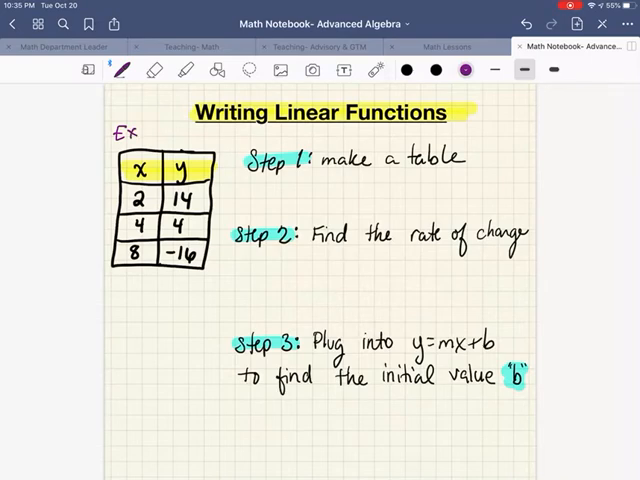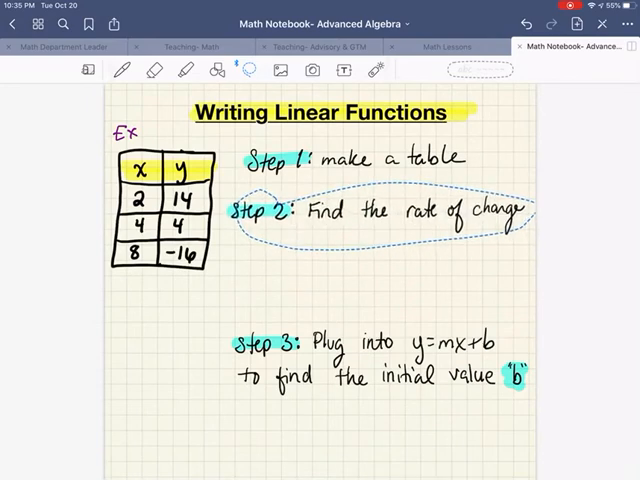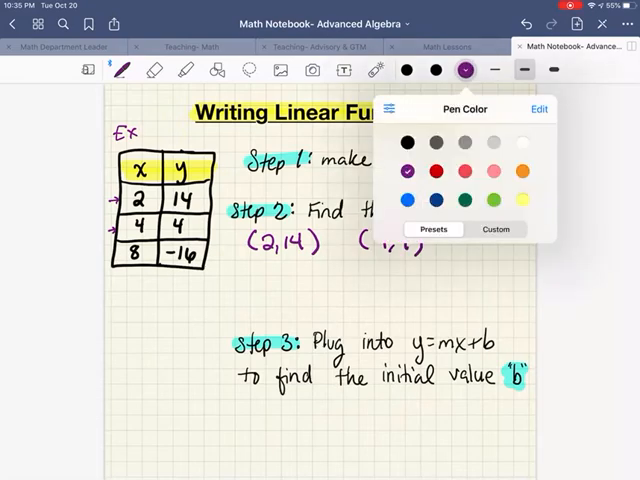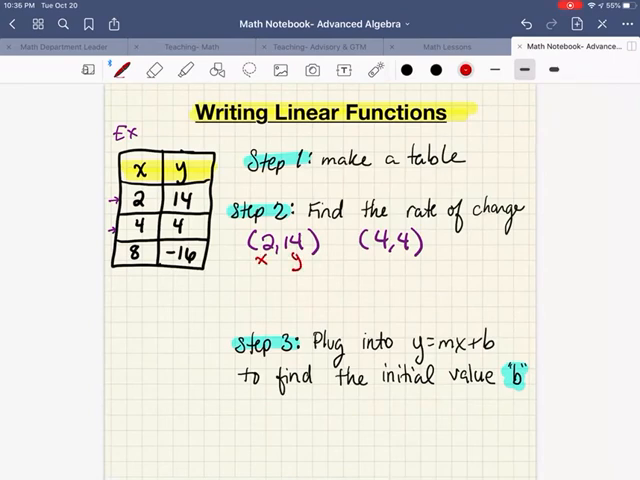Step 1 is make a table. Well, that's done for us. Awesome, I can jump right into step 2. Step 2 is find the rate of change. The way I do that is I pick any two coordinates. I'm going to choose (2, 14) and (4, 4), because I don't like negatives, so I'm not going to choose (8, -16). But you can. I'm going to label them x and y. That's my first point, so I put a 1 with both: x1, y1. And I label this x and y, and that's my second point, so I put a 2.